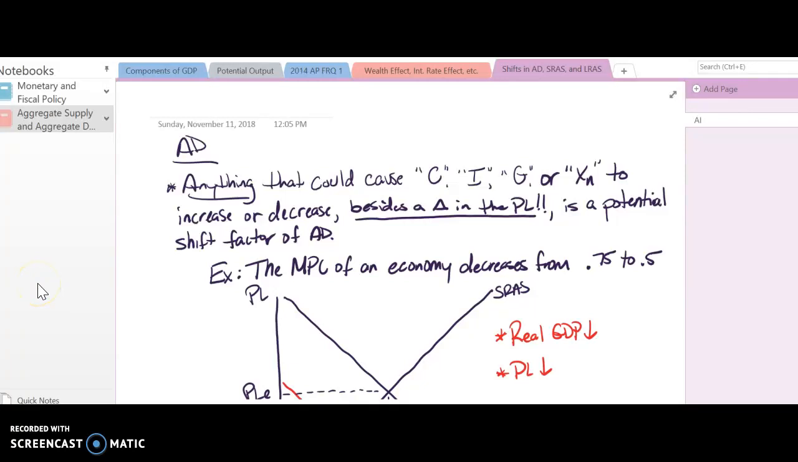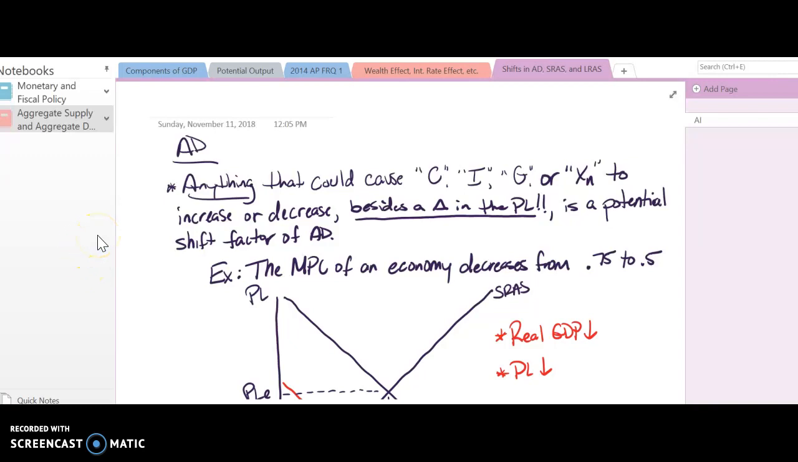All right, so in this video, I'm going to cover all of the different shift factors, well, I should say most of the different shift factors that can occur to the aggregate demand curve, short-run aggregate supply curve, and long-run aggregate supply curve. This is a very commonly tested topic on the AP exam. You will get multiple questions regarding these shift factors. So let's start with AD.